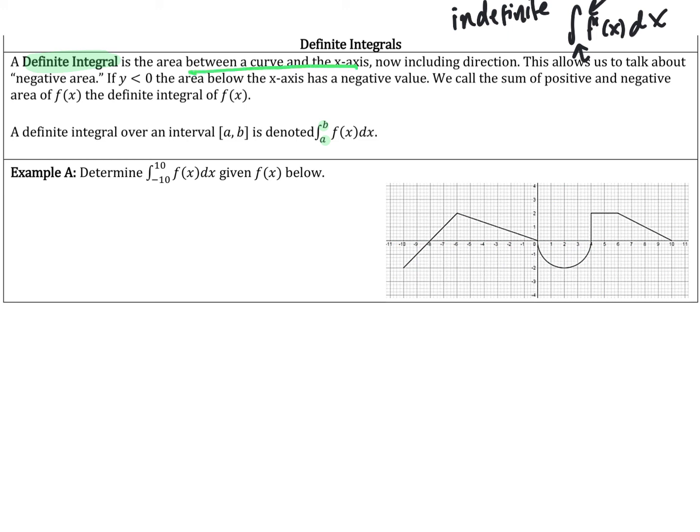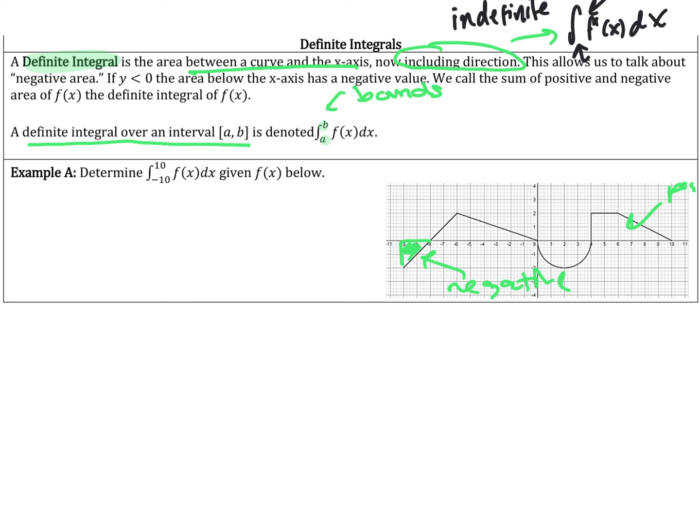So now, since we're just saying bound between the curve and the x-axis, we can now include direction, meaning we can think about the area that is below as negative area, and we can think about the area that's above as positive area. So again, a definite integral is the area bounded between the curve and the x-axis. And the notation that's used for this, the definite integral over some interval from a to b, and a and b show up on those are called the bounds of integration.